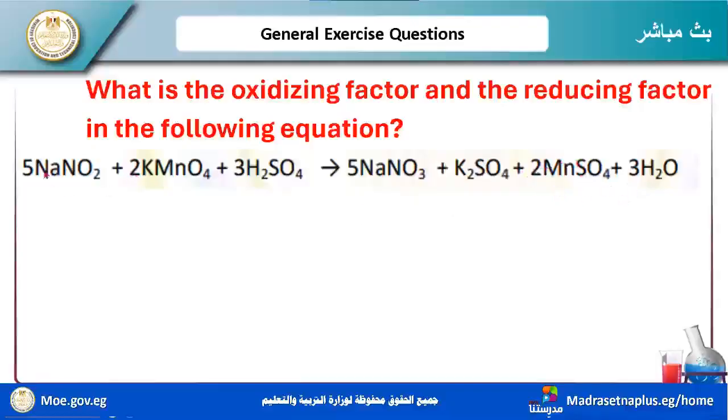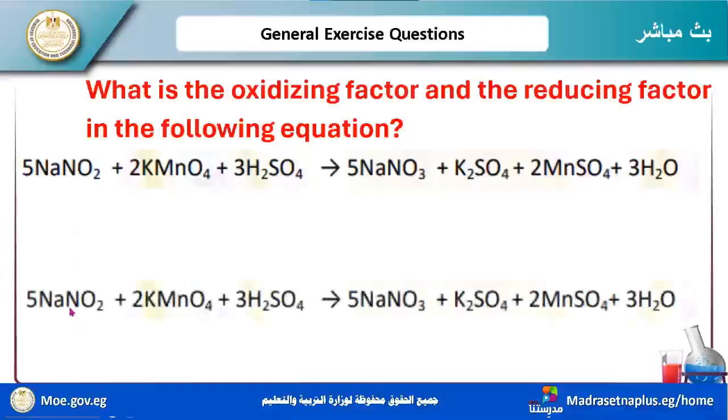Now we have a way to calculate each atom in this equation. Now we compare the change that occurs. Now we can know the difference between the reactants and the products. Now we have NO2, and we must calculate it first.